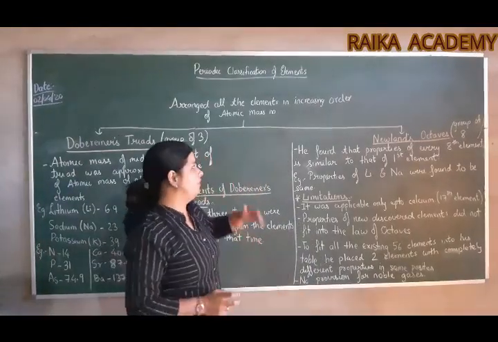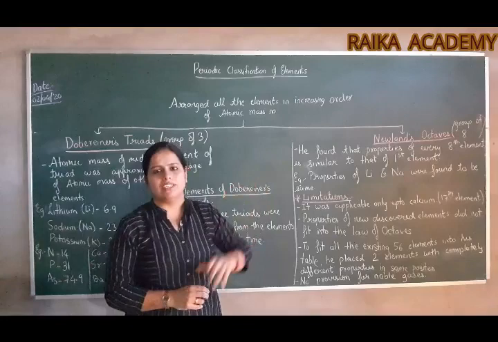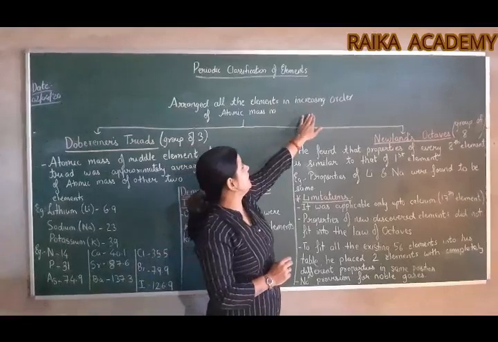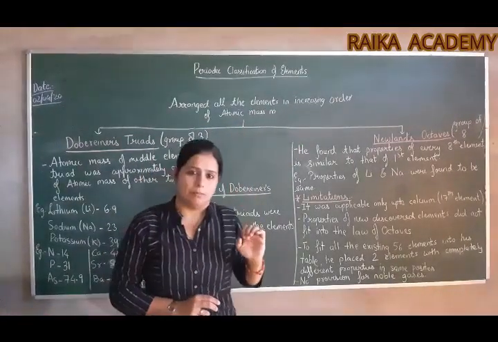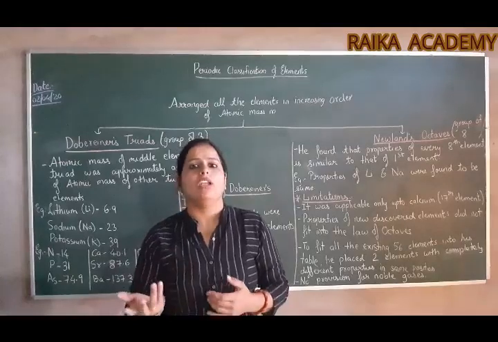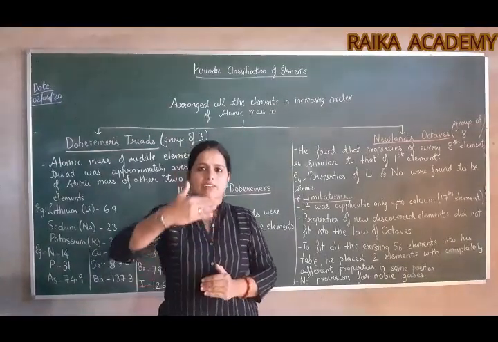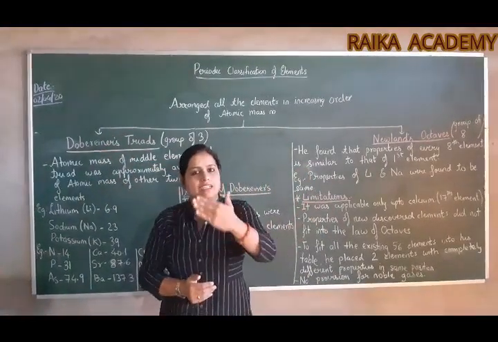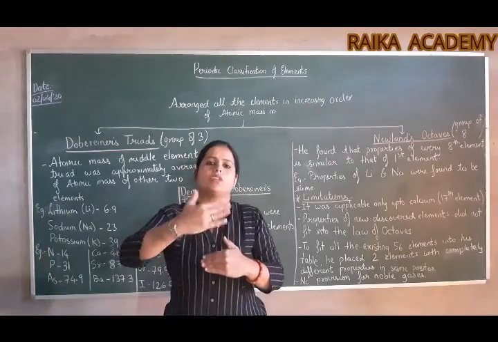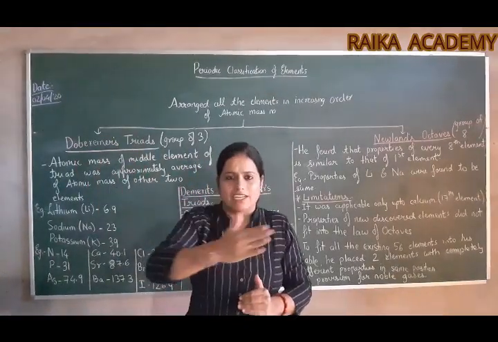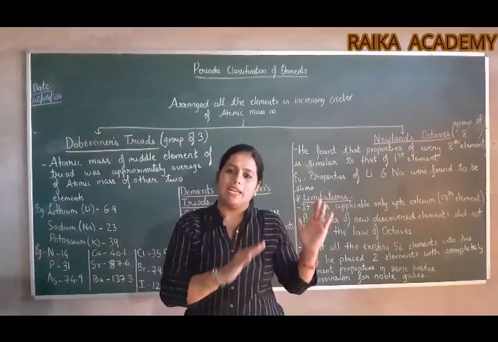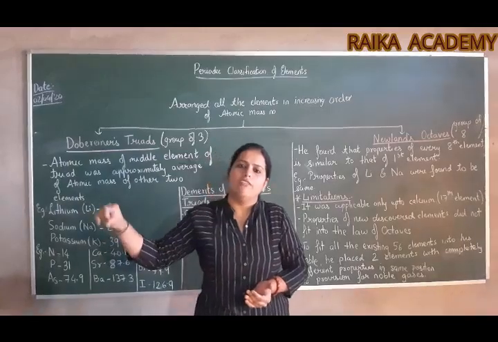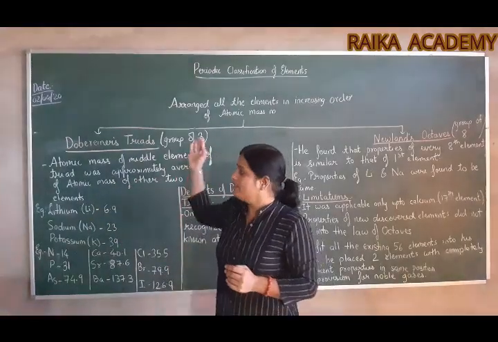Now before we go further, the common thing that both the scientists have is that they arranged all the elements in increasing order of atomic mass number. Yes, the way you all have your roll numbers, roll number 1 is first, then roll number 2, then roll number 3, it keeps increasing. In the same way, the atomic mass, whichever has lower atomic mass comes first, then the second one whose mass is a little more, then more again, and that is called increasing order. So all the elements that existed at that time were arranged in increasing order of atomic mass number.